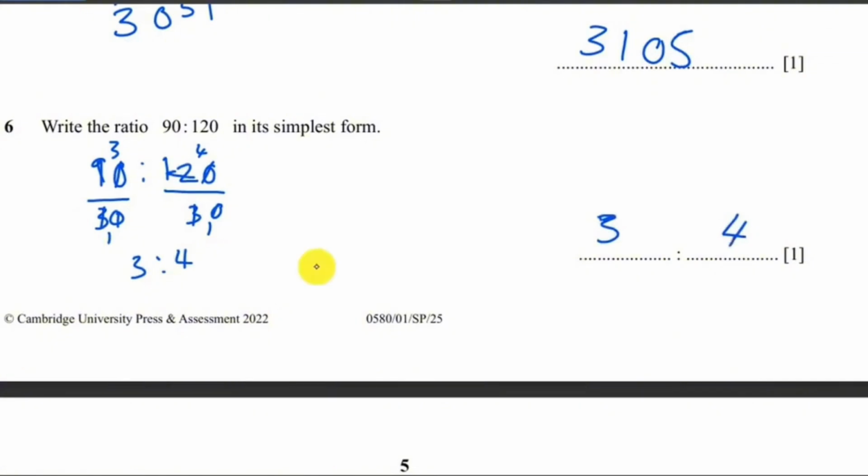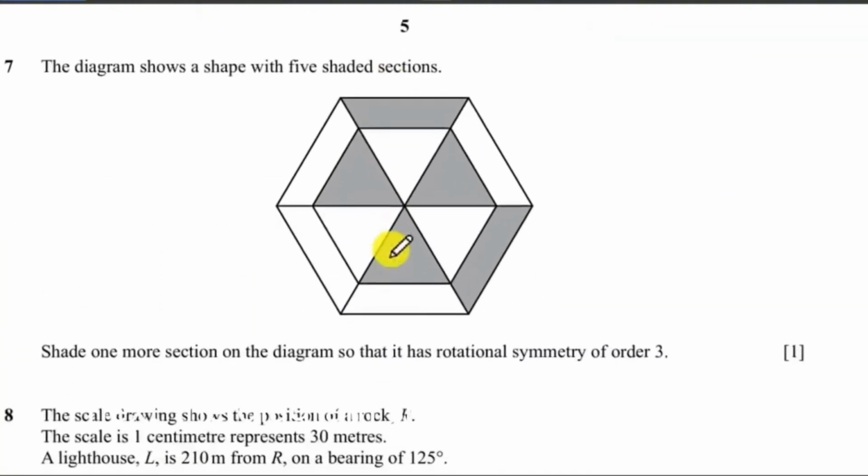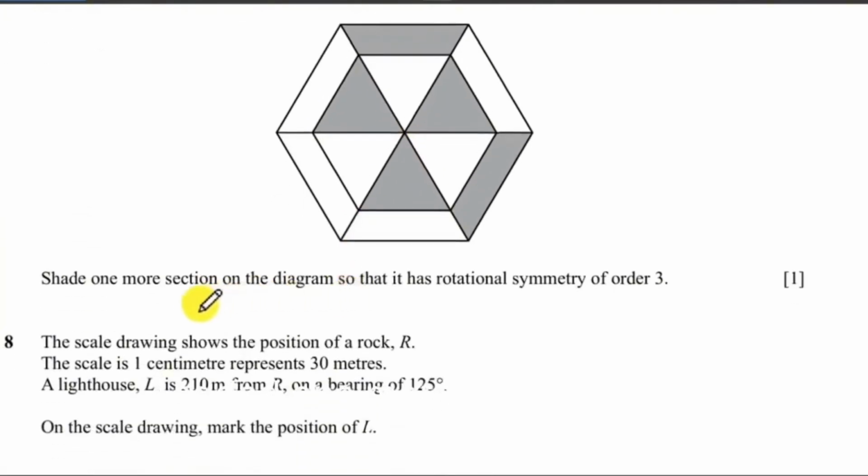3 is to 4. Next, the diagram shows a shape with 5 shaded sections. Shade one more section on the diagram so that it has rotational symmetry of order 3. To begin with, what is rotational symmetry? We're talking about the number of times the shape returns to its original configuration through one revolution, which is through 360 degrees.